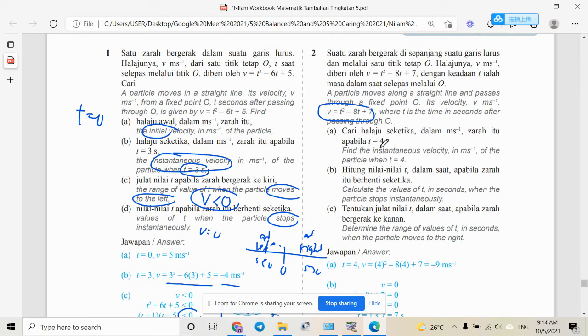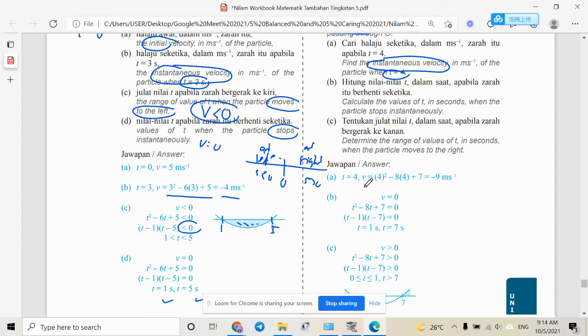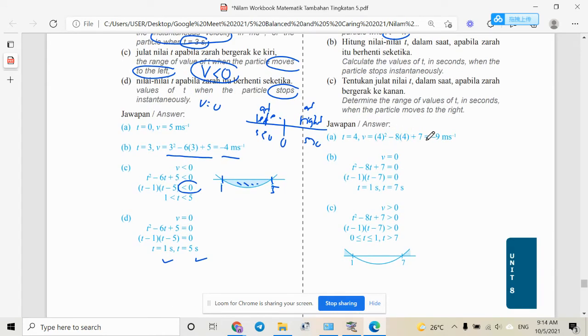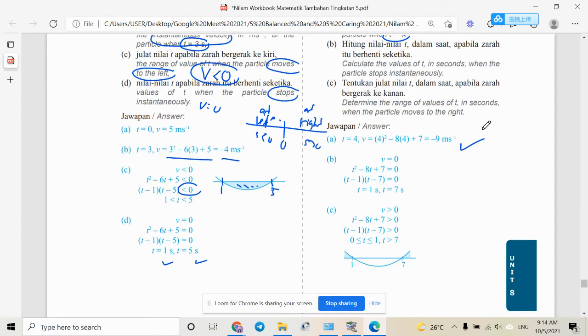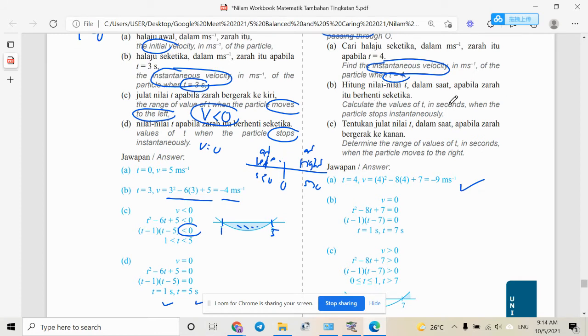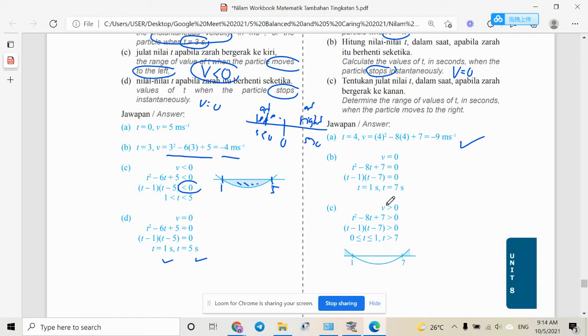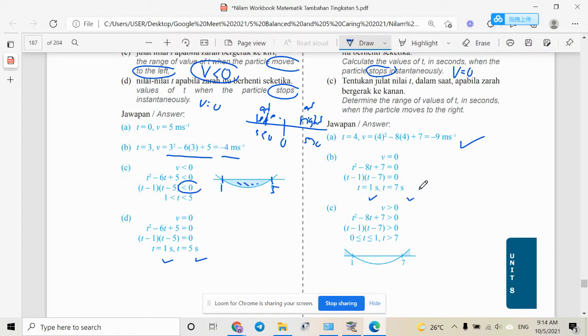And then question A, find instantaneous velocity when t equals 4. So what you need to do, just substitute t equals 4, put inside the formula, and then you get the answer. Question B, calculate the value of t in second when the particle stops. So when particle stops, remember the keyword is v equals 0. So just apply the formula like just now, equals 0, because this one is a quadratic equation. So you need to do factorization like this, and then get two t values here.